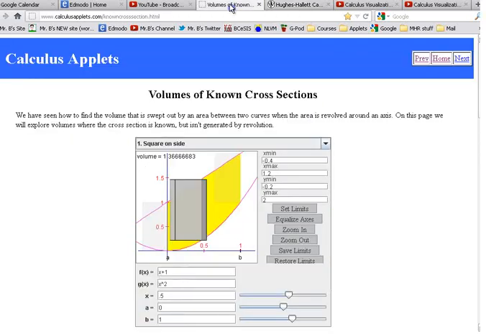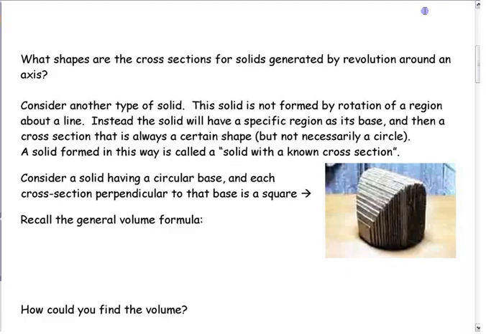This one doesn't show it as well, but you can calculate the volume just by looking at the difference of whatever your two functions are, or if it's just one function. But the key is coming up with the expression for the cross-sectional area, like you would have before. Okay. So the first thing here is coming up with the volume of a shape that looks like this.